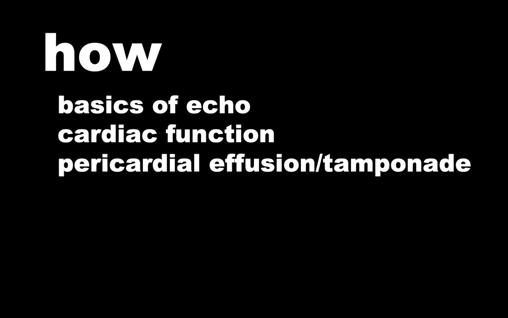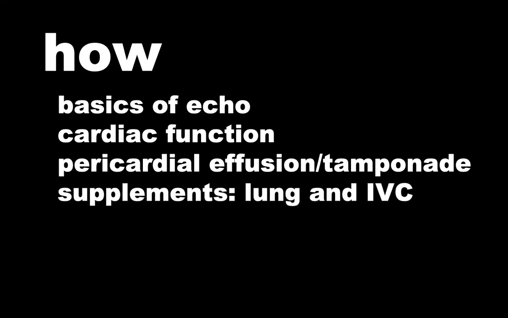We talked about pericardial effusions and tamponade. Do you remember those 4 key findings? 1, presence of a pericardial effusion. 2, right ventricular collapse in diastole. 3, right atrial collapse in systole. And 4, a fat, non-collapsible IVC. And last, we talked about the supplemental tools that we use, the lung ultrasound and assessment of a patient's IVC.